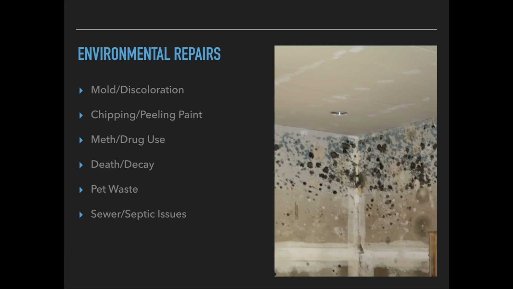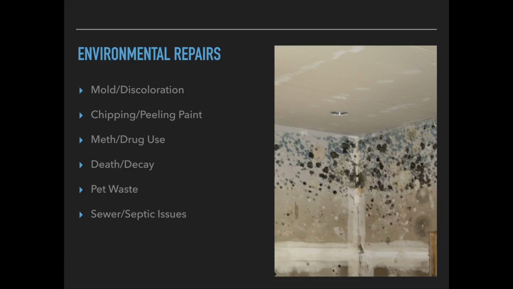Like on this one here, we're looking at a picture of what clearly looks like mold, right? But in the REO world, that is discoloration, right? Mold is something where I've actually had somebody come out and certify that there are spores in the air, that it is actually mold. Until that, it's just discoloration. So environmental repairs are going to be mold or discoloration.